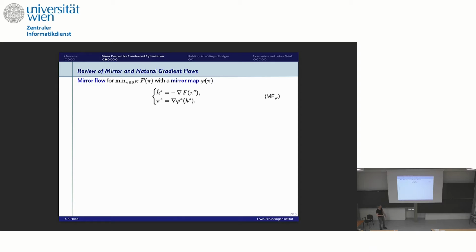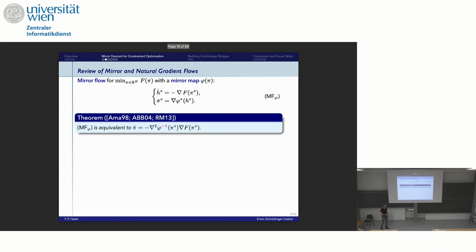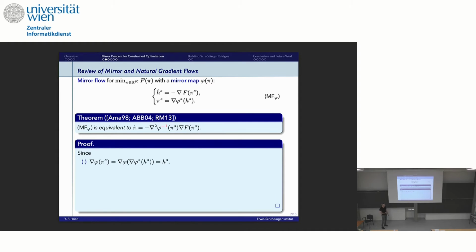There's a well-known result about this particular algorithm, the mirror flow: if you consider the dynamics in the primal variable, the time derivative of the primal variable evaluates to this simple expression here, called the natural gradient dynamics. The name doesn't matter. What is going to be important for us is how you prove this result. It's a very simple proof that you can give to a graduate student as an exercise.